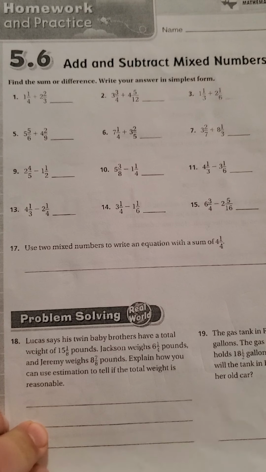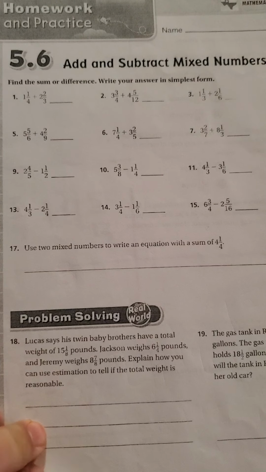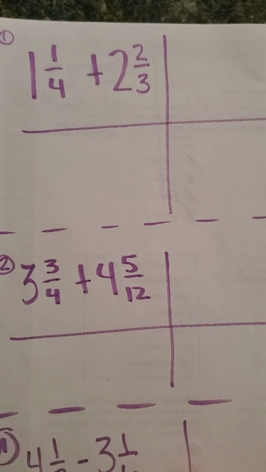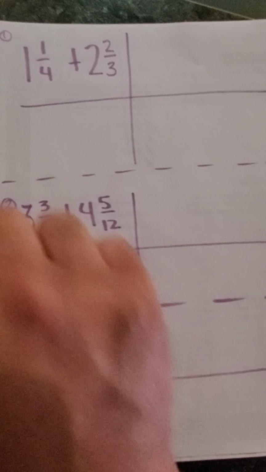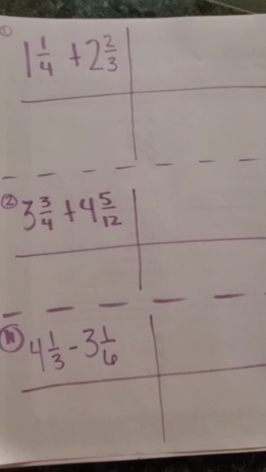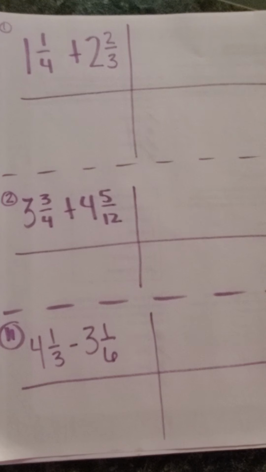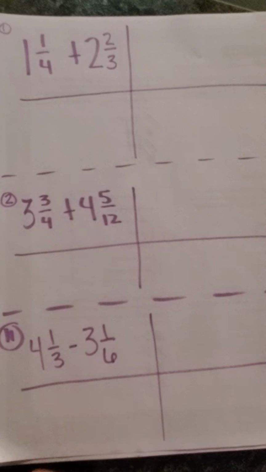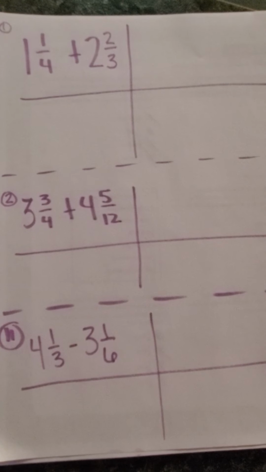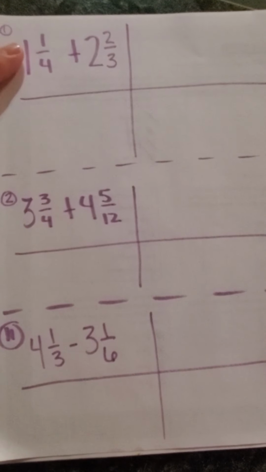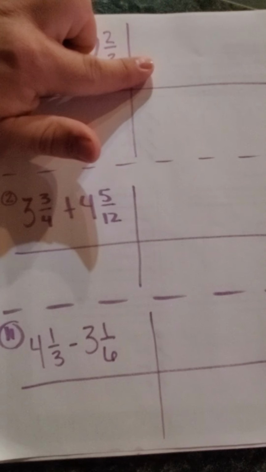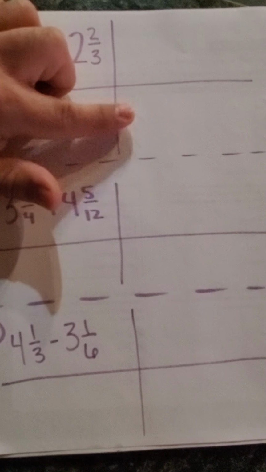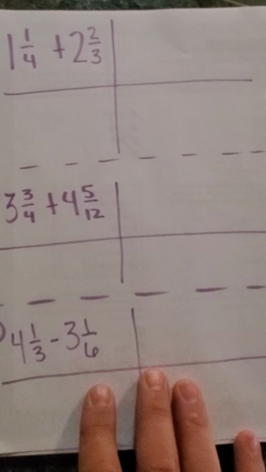Number 1 says 1 1/4 plus 2 2/3. Now I already wrote that here, and I like to do the 4 squares for this as well. It's the same thing as we've been doing with just adding and subtracting fractions. We're just doing mixed numbers now. Mixed numbers is when it has a whole number in front of the fraction. This is called a mixed number or a mixed fraction, okay? So I like to write out my equation here, my multiples here, rewrite it here, and then write it in simplest form here, write my answer here, okay?